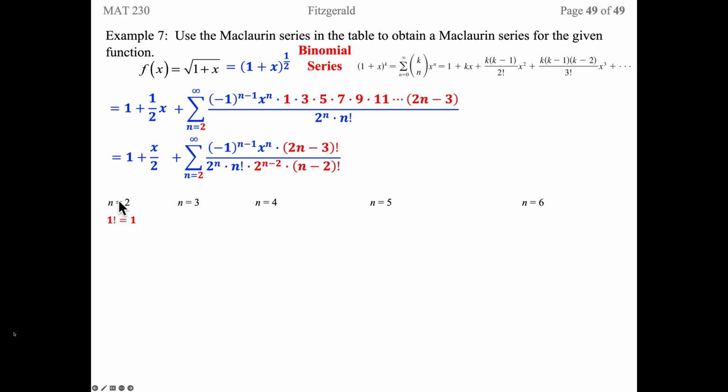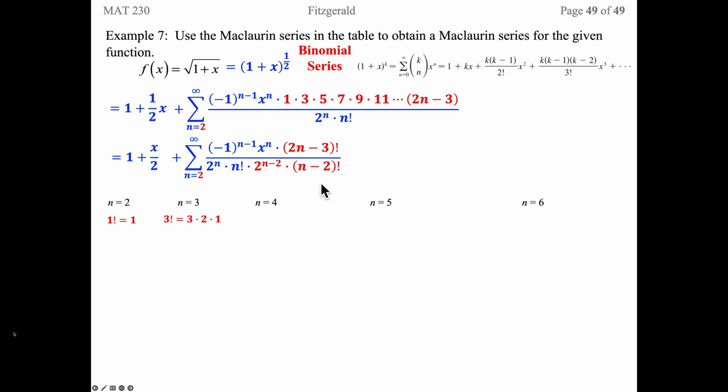When n is 2 on the top, I needed a 1 factorial for this one right here. So 2 times 2 is 4 minus 3. That's my 1 factorial. On the bottom, if this is a 2, that's 2 to the 0 power. This is 0 factorial, 2 minus 2. So if you want, we could put that on the bottom, but that's my 1. So that's this one right here.